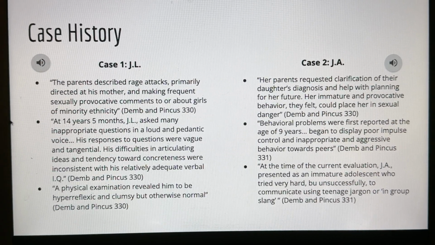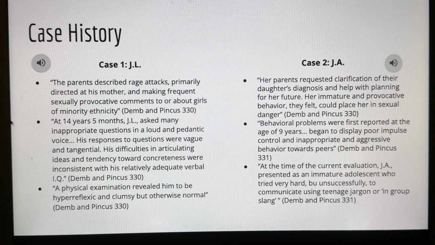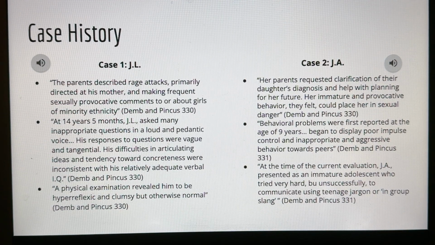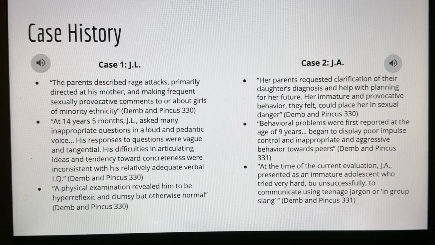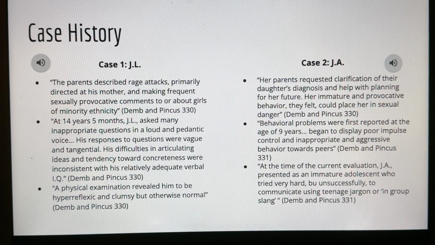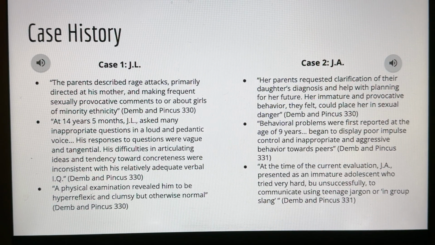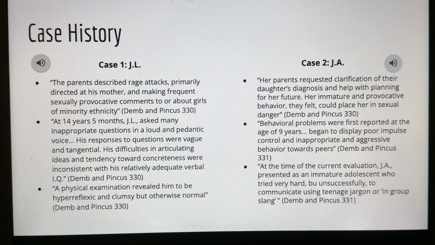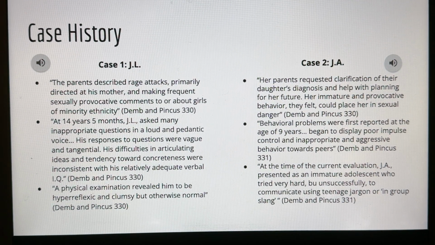Case history. Case 1, JL. The parents described rage attacks primarily directed at his mother and making frequent sexually provocative comments to or about girls of minority ethnicity. At 14 years, 5 months, JL asked many inappropriate questions in a loud and pedantic voice. His responses to questions were vague and tangential. His difficulties in articulating ideas and tendency toward concreteness were inconsistent with his relatively adequate verbal IQ. Physical examination revealed him to be hyperreflexic and clumsy, but otherwise normal.